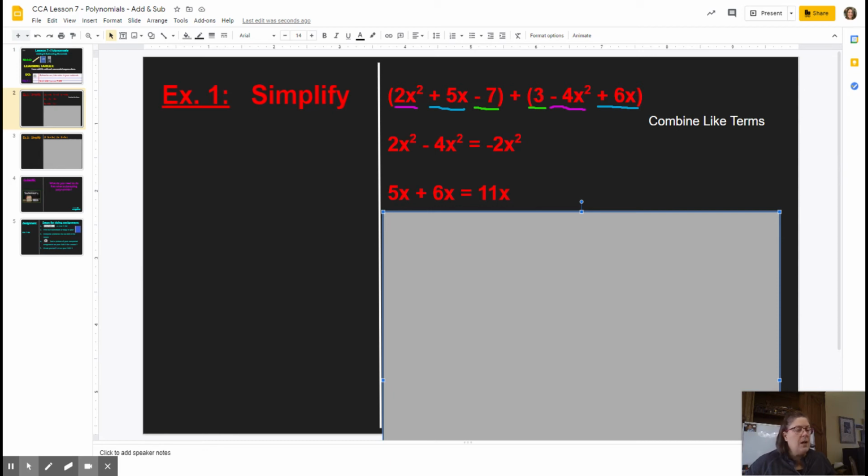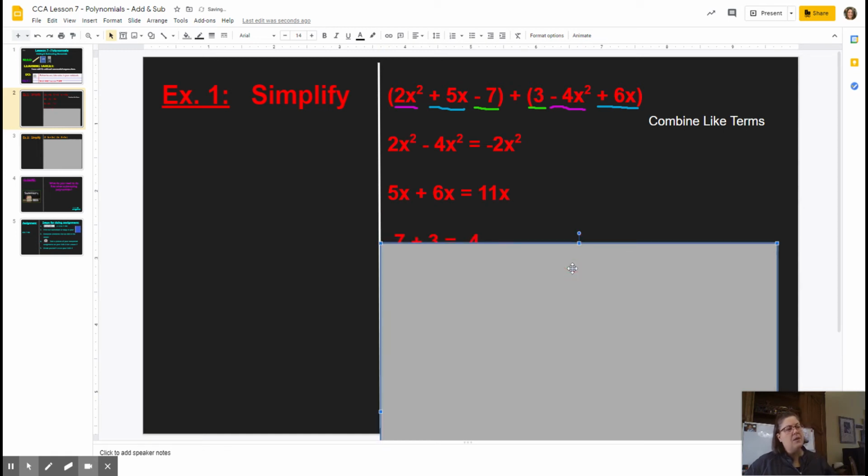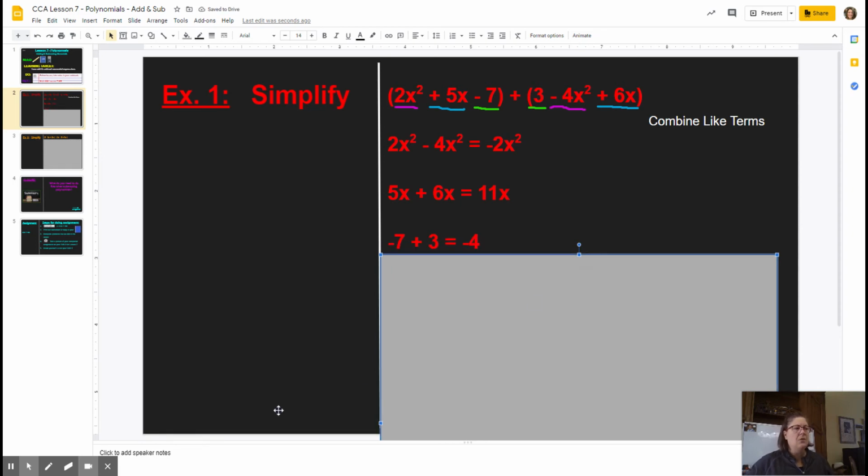I will tell you a common misconception or mistake with this: sometimes kids will tell me that this is 11x squared. Okay, when we're adding and subtracting, this variable has to stay the same. And then our last term is negative 7 plus 3, which gives us negative 4.